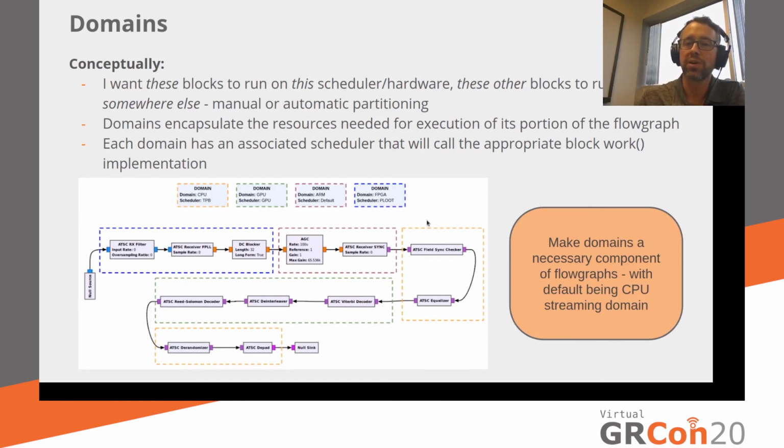Each hardware resource is going to need an associated scheduler, something that knows how to map to the memory of that resource, and maybe there are other security ramifications or latency constraints. So domains can be for a lot of different reasons, not just for different hardware. But a domain has an associated scheduler that will call the appropriate block work function. Right now, everything in GNU Radio runs in the CPU streaming domain, apart from maybe RFNoC, which introduces this concept of domains, with blocks that run on the FPGA. But we want to generalize that and make it part of GNU Radio, a necessary component of the flow graph: saying what domain you are running on.